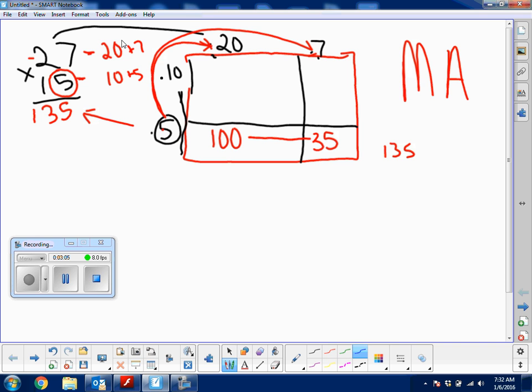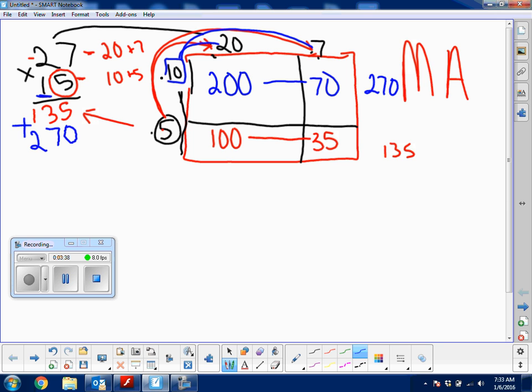Now we're going to take a look at this 10. Because when we talk about our next one, we take this number and multiply it by 20 and 7. So we're going to take 10 times 20, which is 200. And then I'm going to take 10 times 7, which is 70. Just like before, I'm going to combine them, add those up, and get 270. Now I have 270 over here.